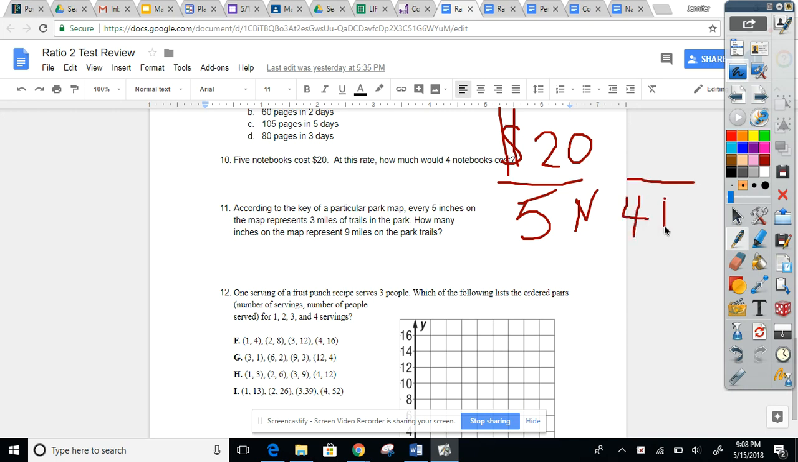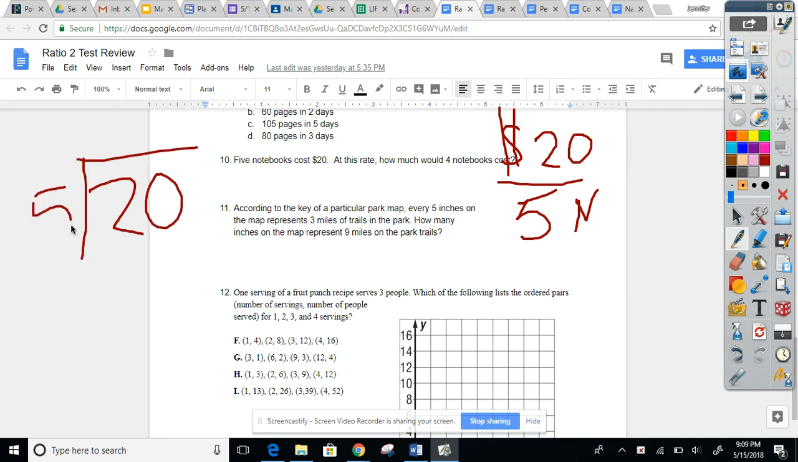If I were to put 4 over here, I can't multiply or divide 5 by anything realistically to get 4. I can't multiply or divide it by a whole number, and that would make my life so much easier. So my easiest thing that I want to do is find my unit rate. What does the fraction bar mean? It means to divide. So top number goes in my house. You should know that 20 divided by 5 is 4. So that means I spent $4 on 1 notebook.